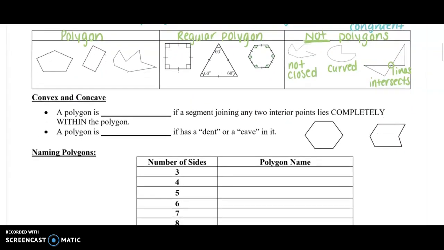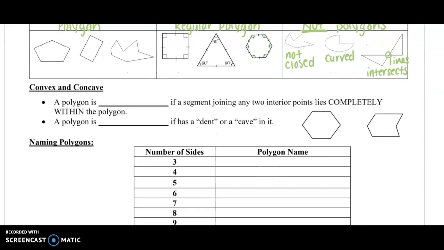Okay, next little thing to talk about is convex versus concave. A polygon is blank if a segment joining any 2 interior points lies completely within the polygon, versus a polygon is blank if it has a dent or a cave in it. Okay, so that should kind of help you to remember which one is which.